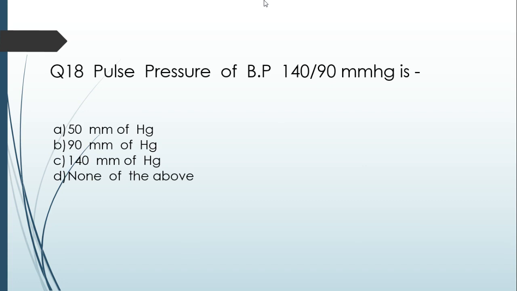Question number 18. The pulse pressure of BP 140 by 90 mmHg is: option A 50 mm of Hg, option B 90 mm of Hg, option C 140 mm of Hg, and option D none of the above. And its answer is none of the above.